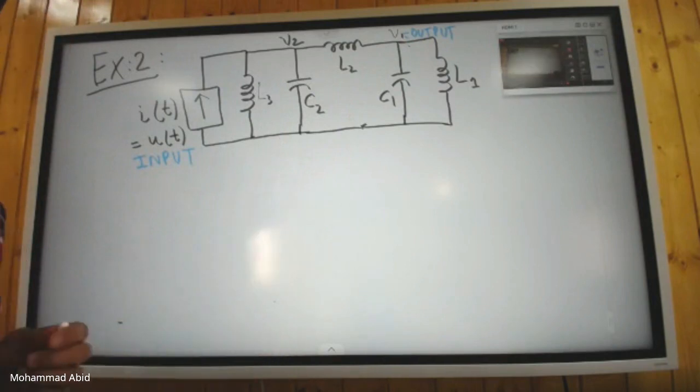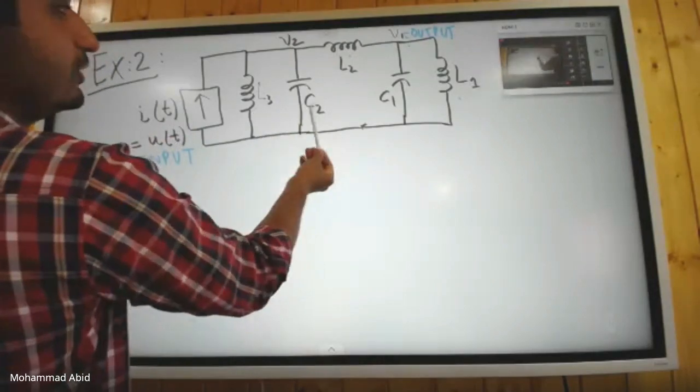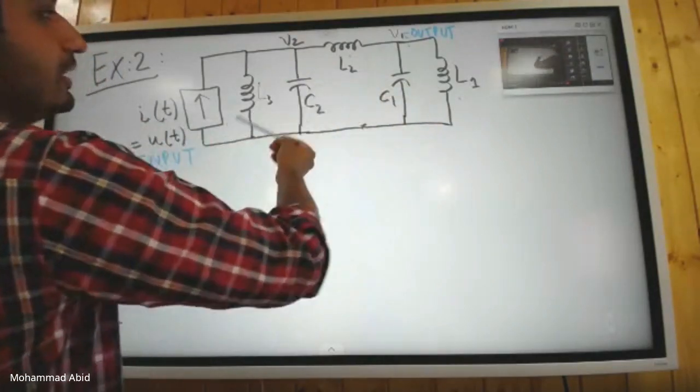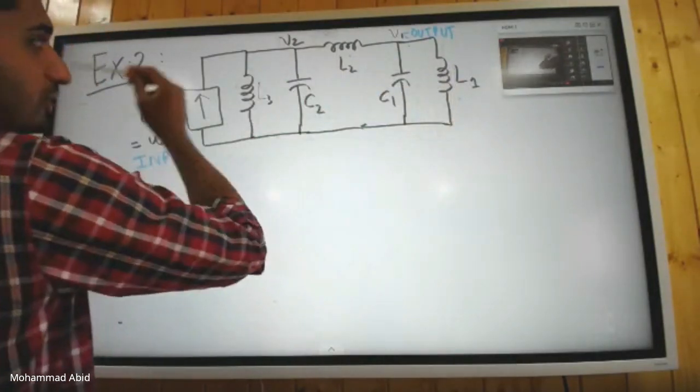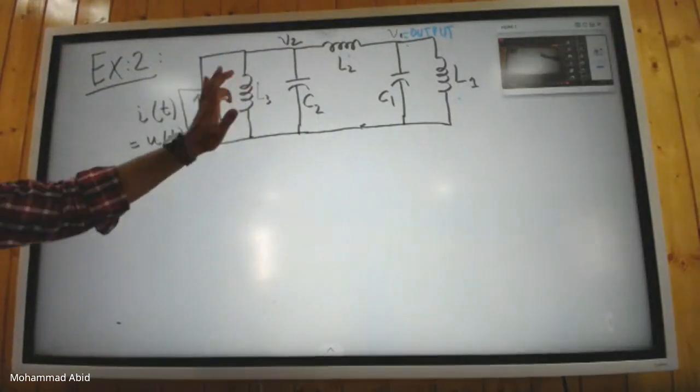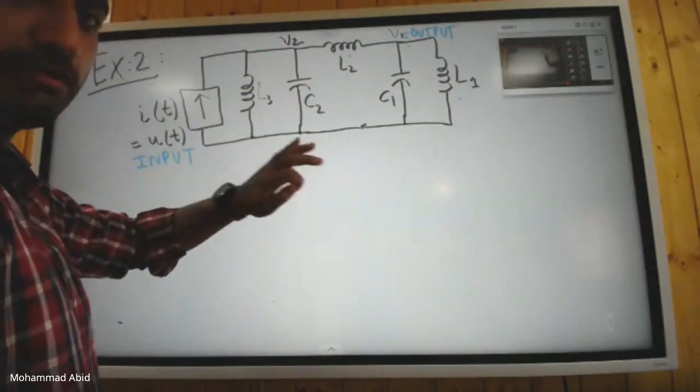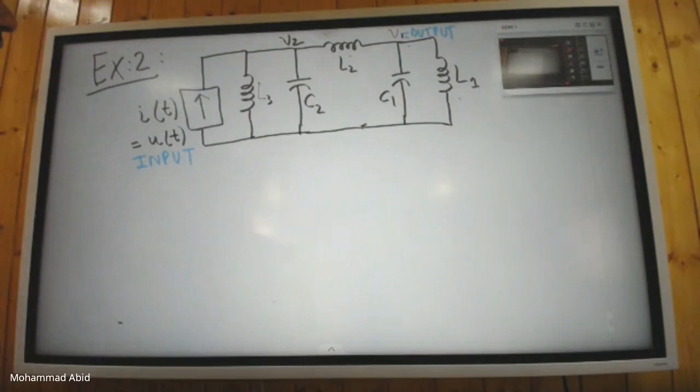What will be the dimension? How many energy storage elements are there? Five. There are 1, 2, 3 inductors and 2 capacitors. No resistor involved, so there are 5 energy storage elements. So what you can straight away tell is there will be 5 dimensions. The dimension of A will be 5 cross 5 and so on. And you just have to label the state variables.